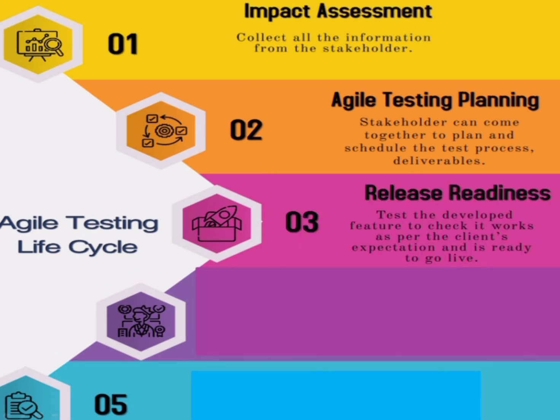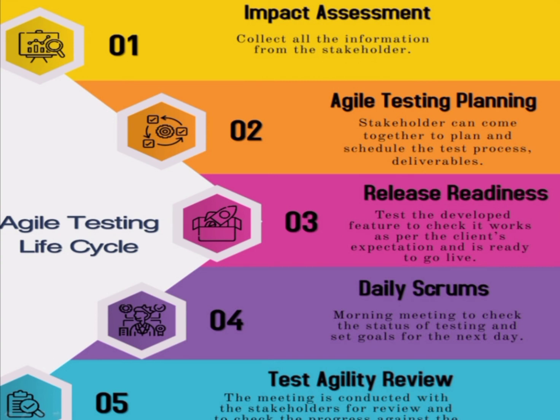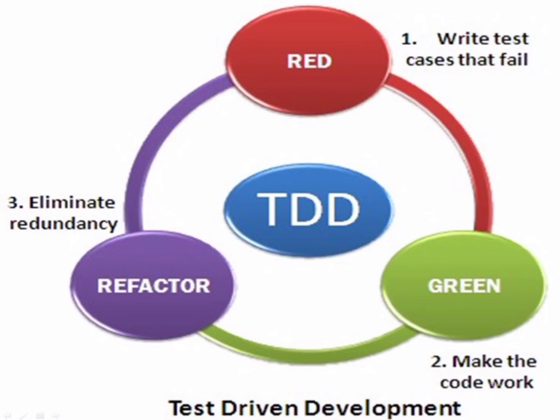And the third phase is release readiness. Test the deployed feature to check it works as per the client's expectations and is ready to go live. And next, daily scrum arranges a meeting daily to check the status of testing and set goals for the next day. And at last, test agility review. At this stage, you review whether the features that have been developed or implemented are ready to go live or not. So this is the life cycle that is followed in the process of agile testing of any particular software.